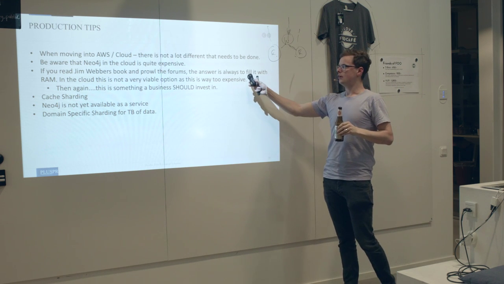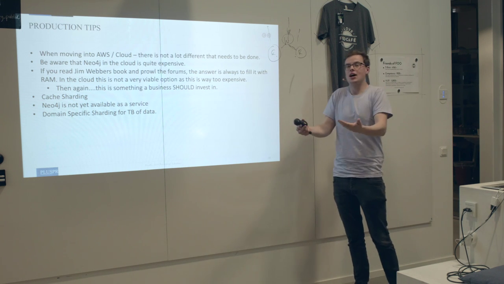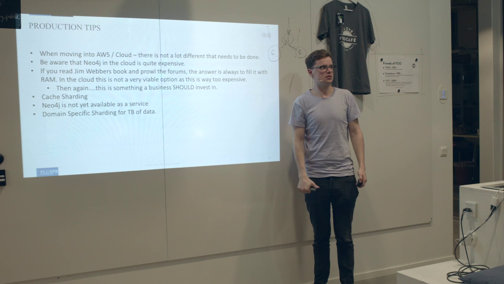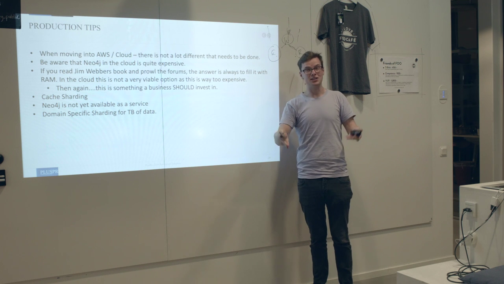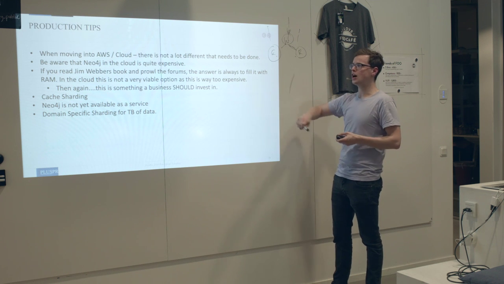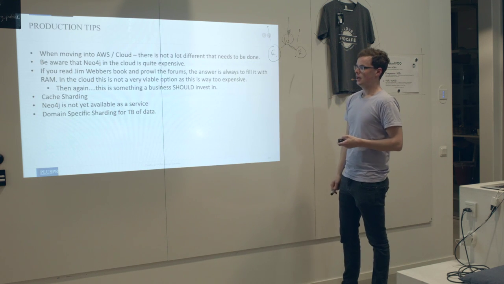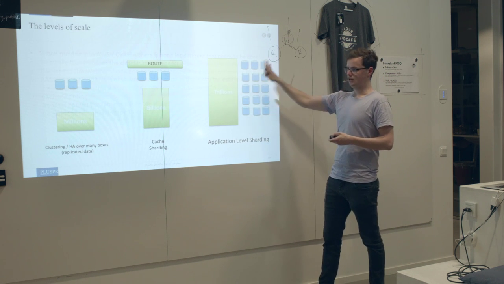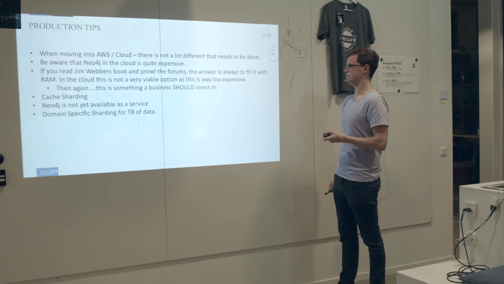So their common answer, and I completely agree with this, is shove more RAM into the box. I can sit here all day and say Neo and databases are expensive in the cloud, but you're running a business. It costs money to run a business. So do put in the proper amount of RAM. There are fantastic calculators on the Neo sites to figure out how much RAM you should put into your boxes. Cache sharding, we talked about before. That's essentially just trying to hit the warm cache as much as possible. And domain sharding for terabytes of data, which is this: use something like a property key or a label to split up over multiple different clusters.